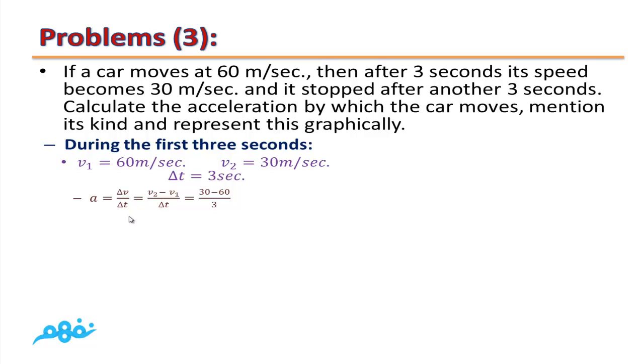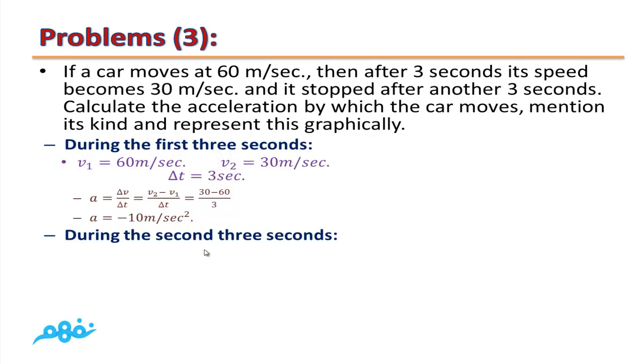Acceleration equals delta V over delta T equals 30 minus 60, V2 minus V1, over 3 seconds equals negative 10 meters per second squared. So this acceleration is negative acceleration or decelerating motion.